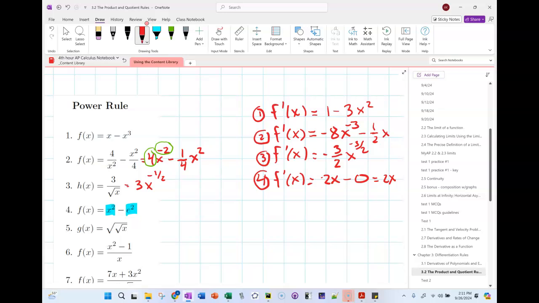No. If it was e to the x, but if there's no variable attached to it, then it's just the derivative of a constant. Like the derivative of 7, 0. Derivative of 1/2, 0. Derivative of e to the 6.2, 0. Derivative of square root of 7, 0. Constants.